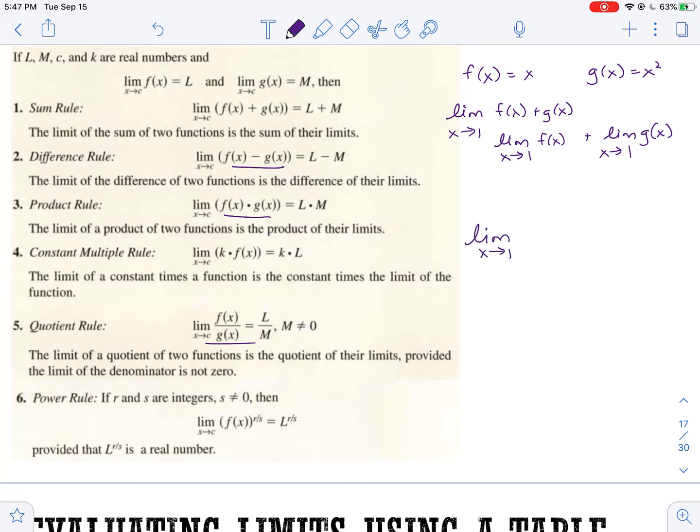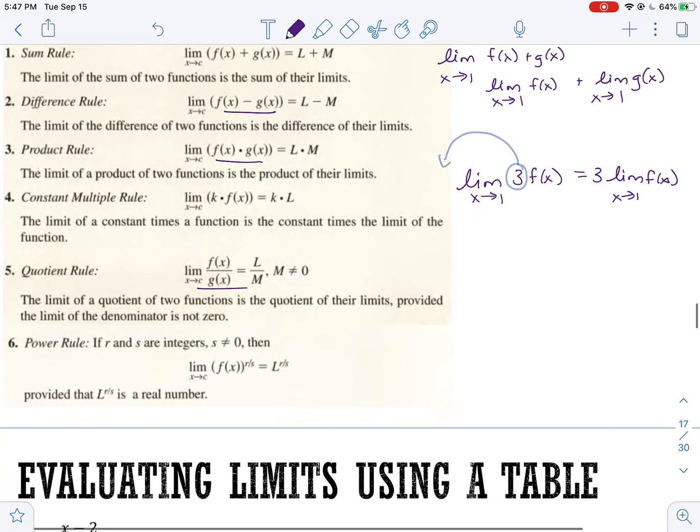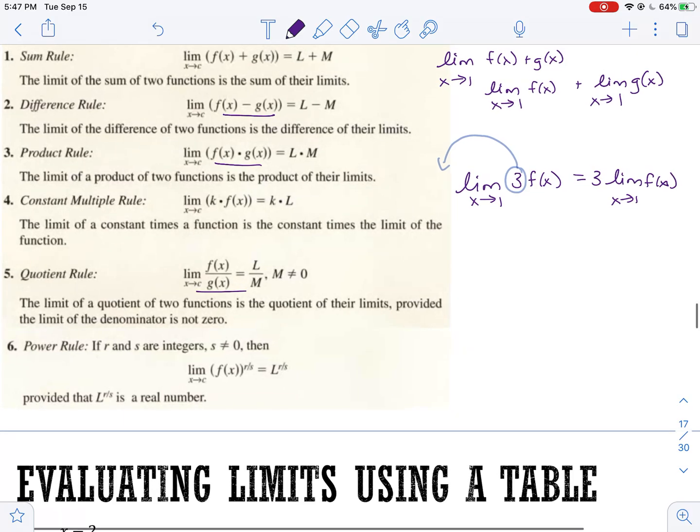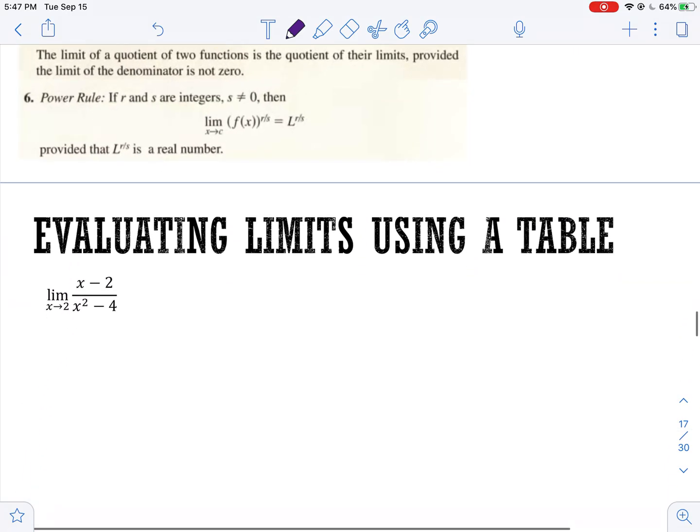You can also have a constant. So if I had the limit as x goes to 1 of 3 times f of x, you can take that constant, that coefficient, and pull it to the front. So that's the same thing as 3 times the limit as x goes to 1 of f of x. Those are just some properties of limits that we're going to talk more about throughout this unit.